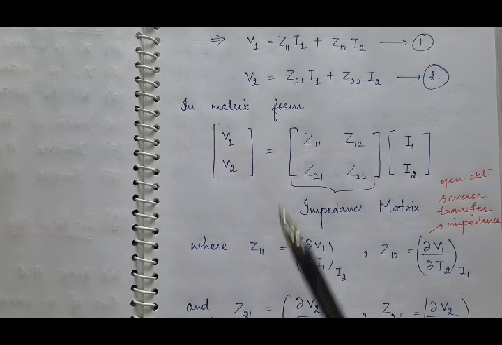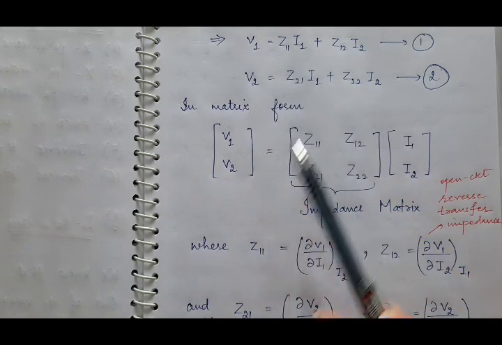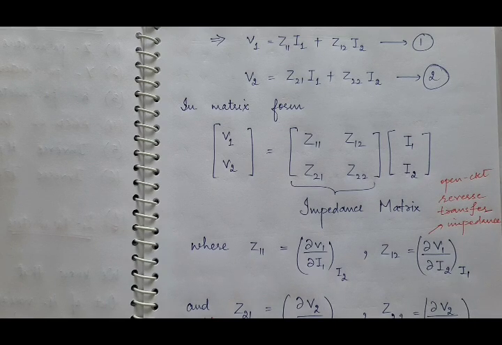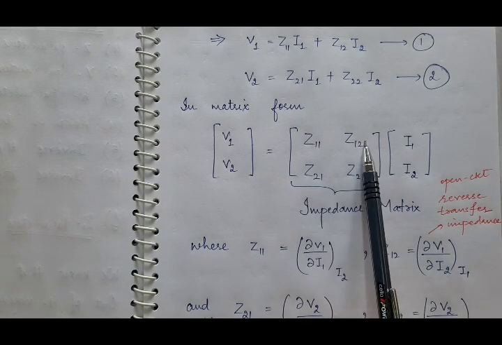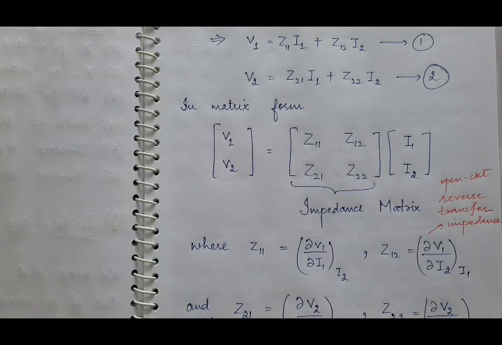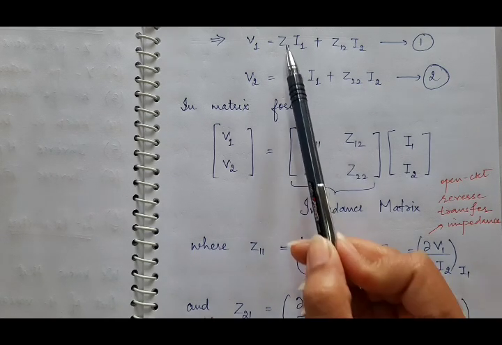You can also write these two equations in matrix form, and in matrix form this is the way to denote the row and column: 11, 12, 21, 22. That is why we are writing these subscripts with Z. So what will be the value of Z11?